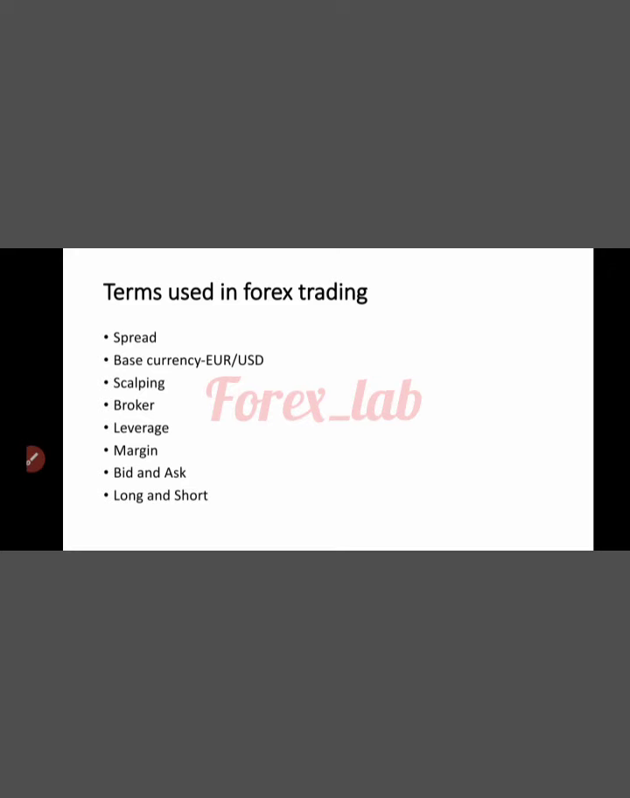Now, the next one is what is called broker. A Forex broker works as an intermediary between you as a trader and the interbank system. If you don't know what interbank is, here is the meaning. The term interbank refers to networks of banks that trade with each other.